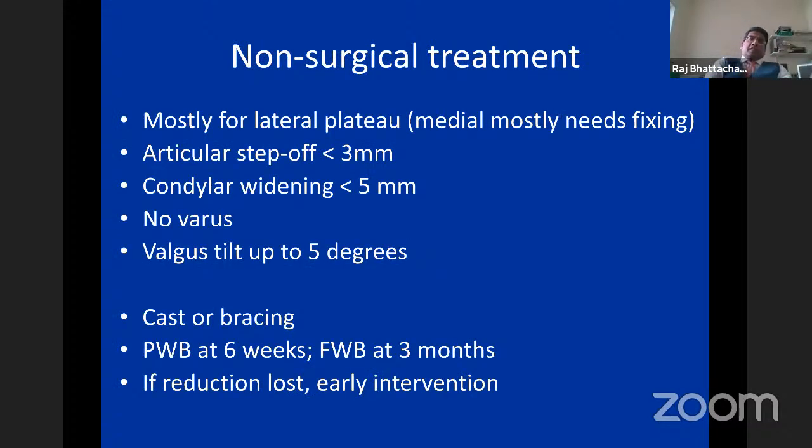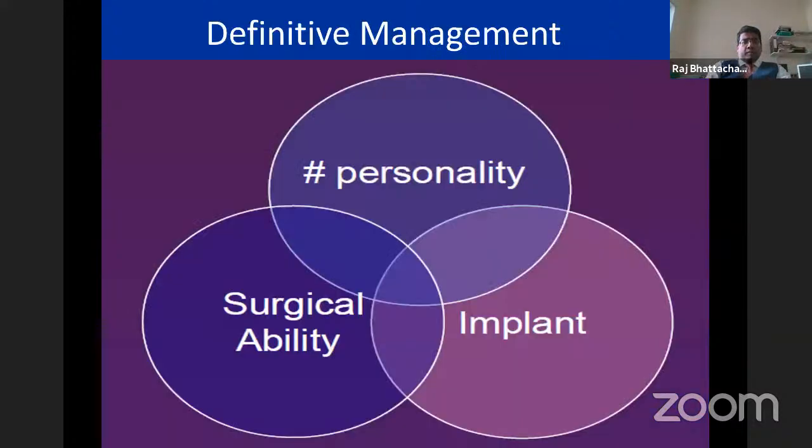I do have certain cases where I will treat them non-operatively, and for me, this is the algorithm. It's mostly for lateral plateau fractures. Very rarely would I actually end up treating a medial fracture non-operatively. I tend to accept any articular step off which is less than 3 millimeters, and as long as there's no condylar widening. I do not think varus malalignment does very well, so I don't accept any varus malalignment. Valgus tilt I can accept a bit. And then they get a cast or brace, then partial weight bearing. And the key is be prepared to intervene if at any stage you feel that the fracture is not doing what it should be doing.